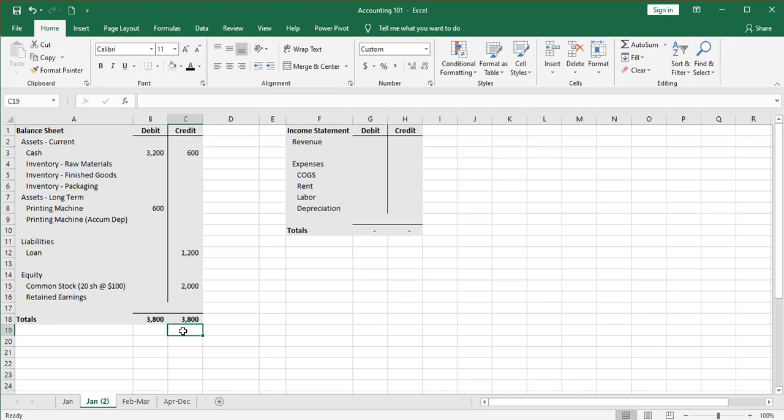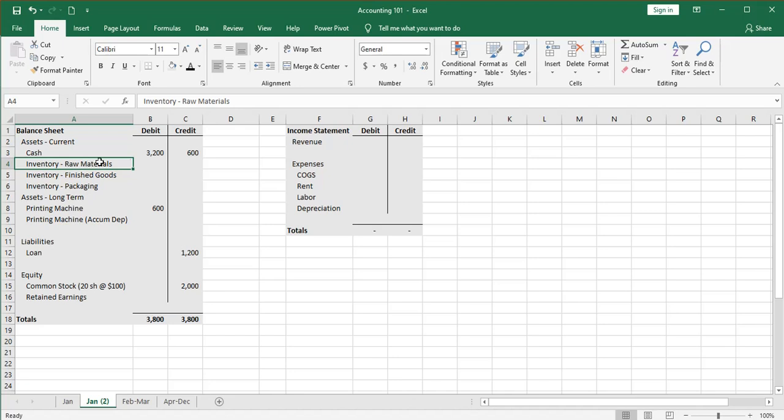I need some inventory now, so let's buy some inventory. We're going to spend another $800 on blank t-shirts and ink. And for our purposes, I've grouped both of those items into raw materials. We have 3 inventory accounts: raw materials, finished goods, and packaging. Raw materials are the raw materials that go into our finished product. So that's why I've broken out packaging separately.